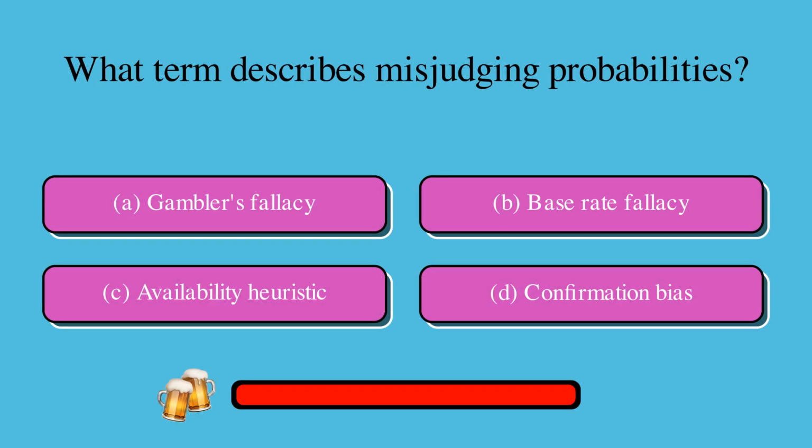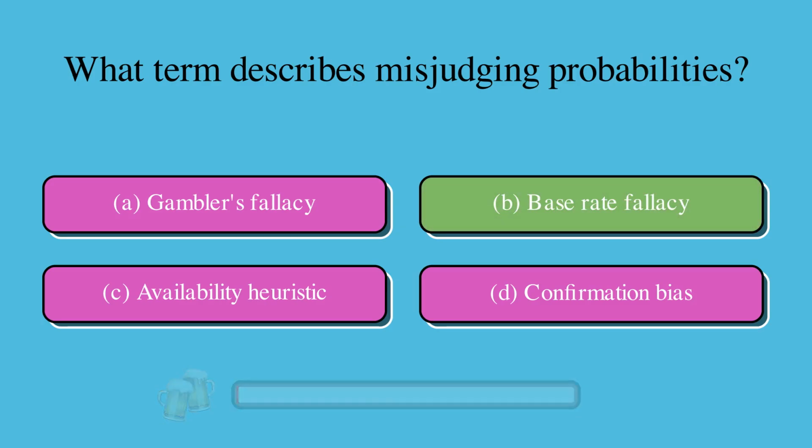What term describes misjudging probabilities? Is it A, gambler's fallacy, B, base rate fallacy, C, availability heuristic, or D, confirmation bias? The correct answer is B, base rate fallacy.